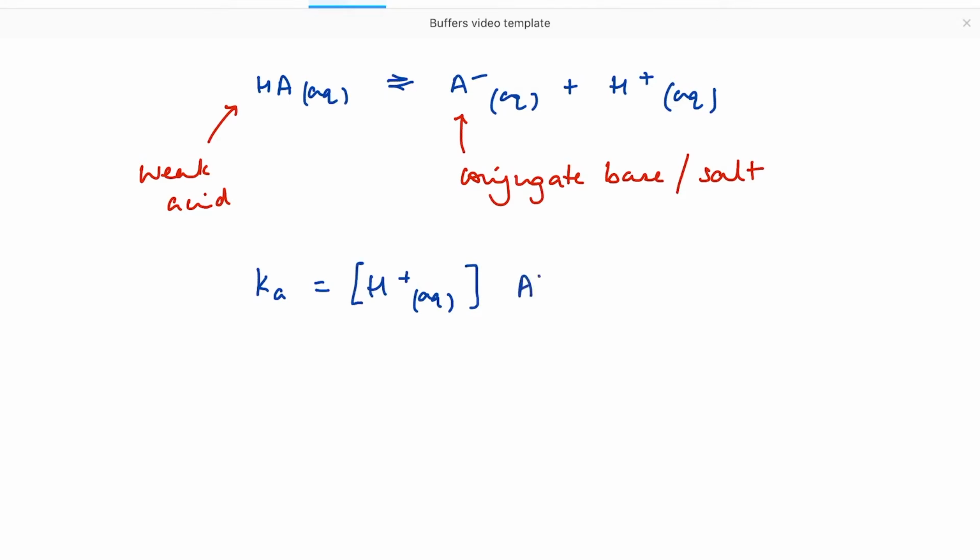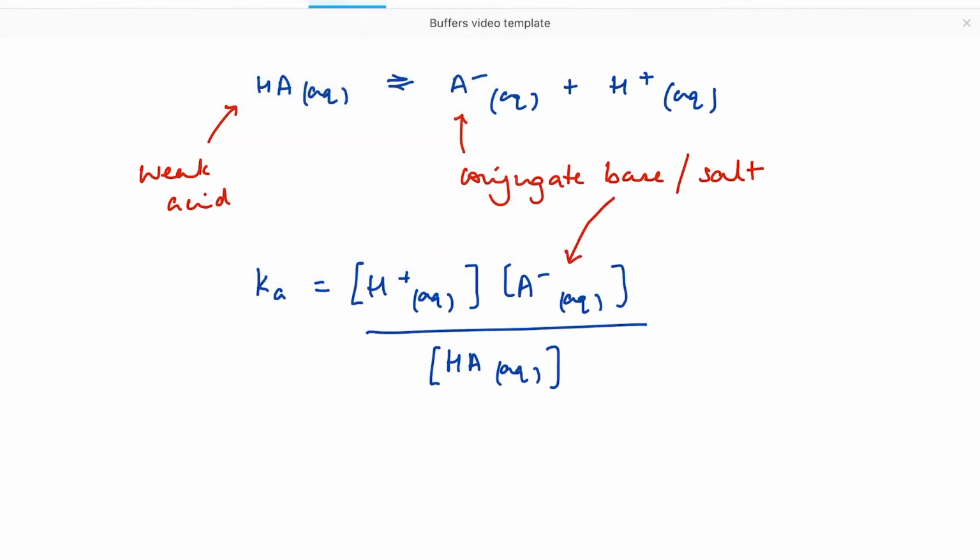So H plus, A minus over the concentration of the weak acid, HA. Once again, the concentration of the salt at equilibrium is the concentration of the salt used to make the buffer, and the concentration of the weak acid at equilibrium is the concentration of the weak acid used to make the buffer, going back to the assumptions that I've just mentioned, because HA is essentially undissociated because it's a weak acid.